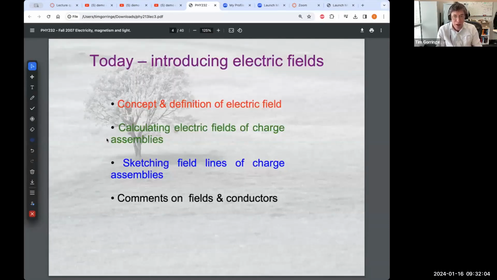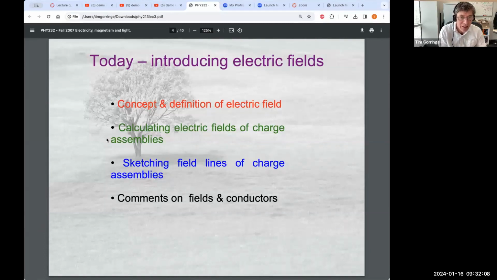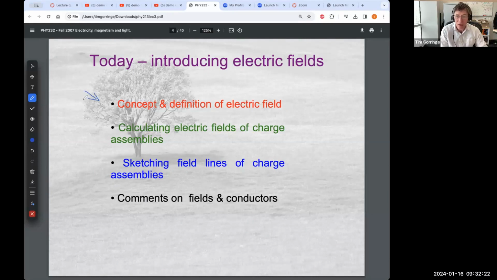Specifically, I wanted to go through this list of topics here. I'm going to try and use this drawing pad. I don't know whether this is going to work, but let's see. So I'm going to introduce the concept of the electrical field, and I'm going to define mathematically the electrical field. So that'll be a first topic.